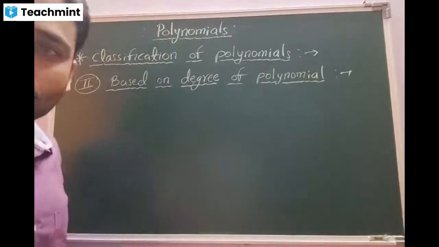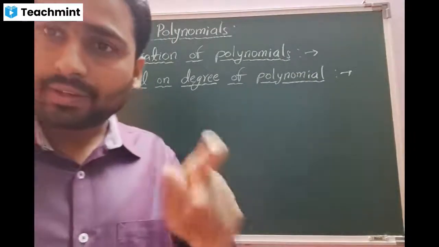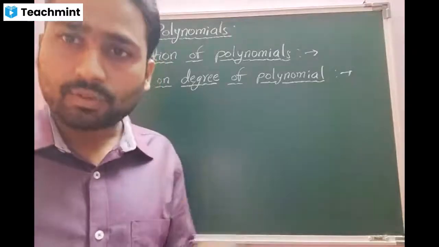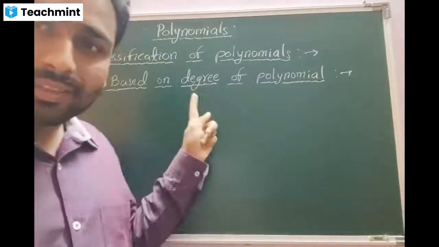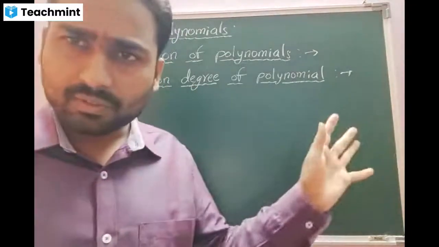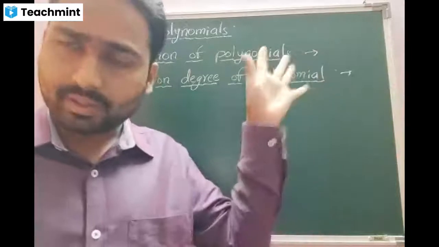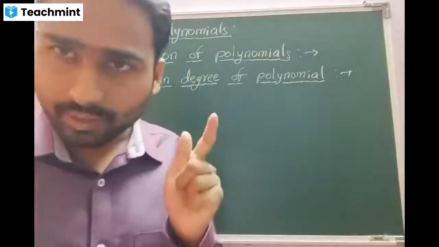But look at the concept. In the earlier classification, we concentrated on the number of terms. How many terms are there? But now, in this classification, we will not think about the number of terms. The number of terms may be anything. We will concentrate on the degree of the polynomial. Understanding?